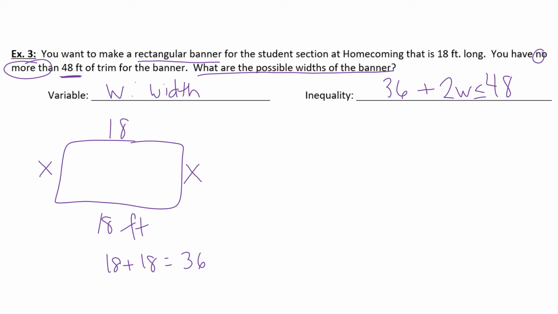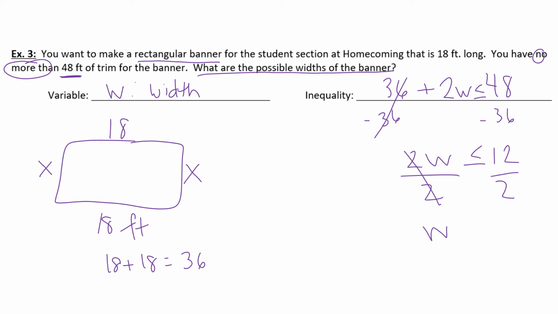So to solve this now, I'm going to subtract 36 from both sides. I get 2W is less than or equal to 12. Divide by 2, and I get that the width has to be less than or equal to 6 feet. Okay, less than or equal to 6 feet. So again, the 6 feet is going to get me exactly the 48. But then if it's less than that, it will get me under the total of the 48.